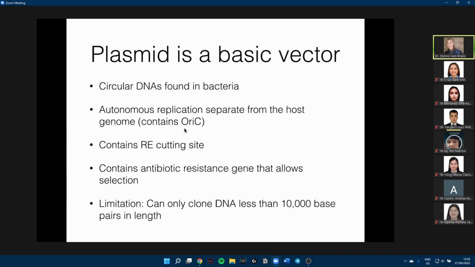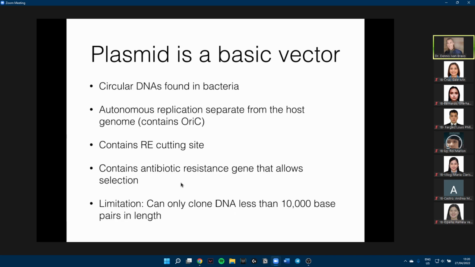Now it should also contain a restriction endonuclease cutting site. In other words, it should contain a palindrome sequence that can be recognized by a restriction endonuclease. And the third sequence is an antibiotic resistance gene, whose significance we shall be discussing in a little while.